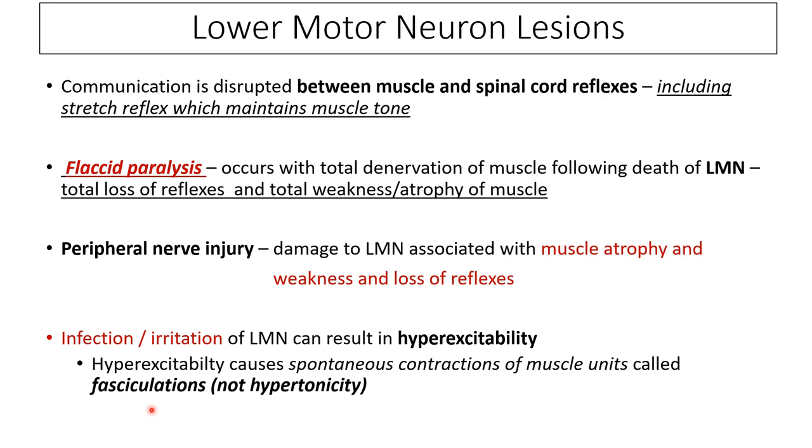These are not to be confused with hypertonicity. Okay, so remember, lower motor neurons are associated with hypotonicity, decreased muscle tone, but you still may see these fasciculations due to hyperexcitability of the muscle fibers because of the irritation of the lower motor neuron, but this is not hypertonicity.